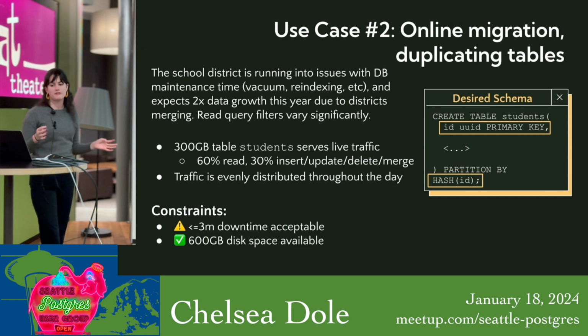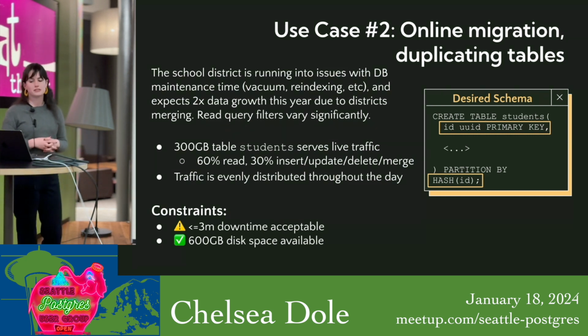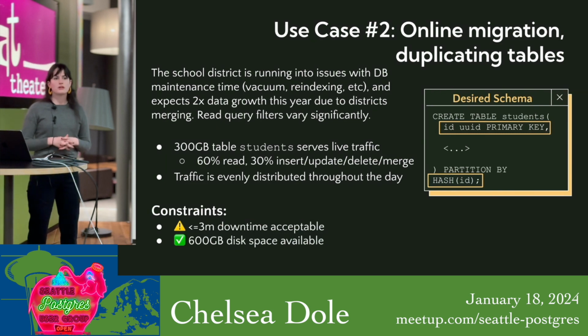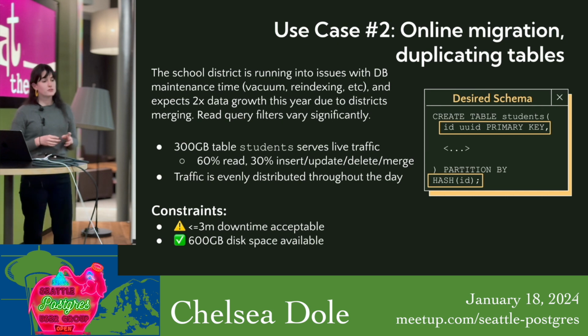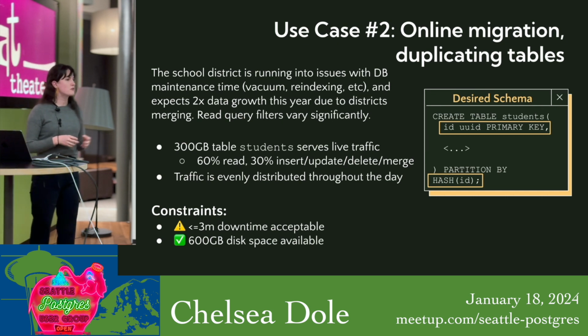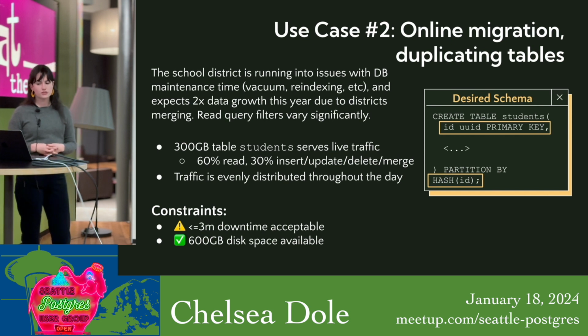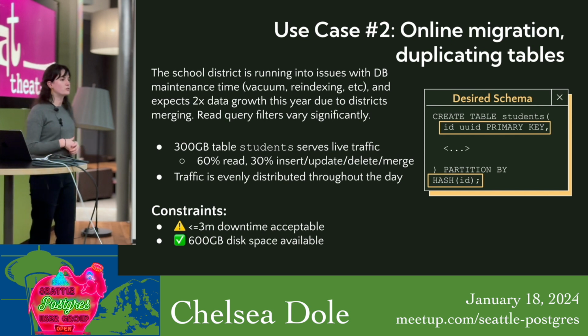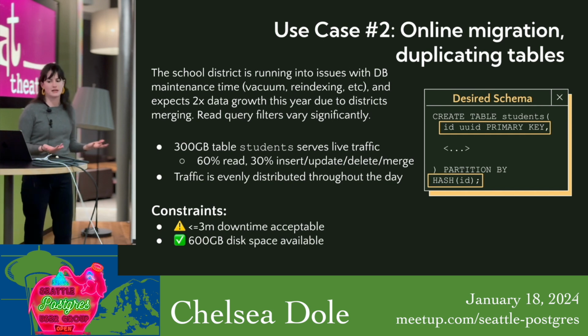But what happens if we drastically reduce that downtime from 3 hours to just maybe 3 minutes or less? So in this case, we're going to say the school district is running into issues with database maintenance time. They're doing a lot of vacuuming and reindexing, and they also expect a lot of data growth this year, maybe 2x, 3x, so it's only going to get worse over time. They also have their read query filters, which vary significantly. There's not a lot of consistency in how people are using this data.